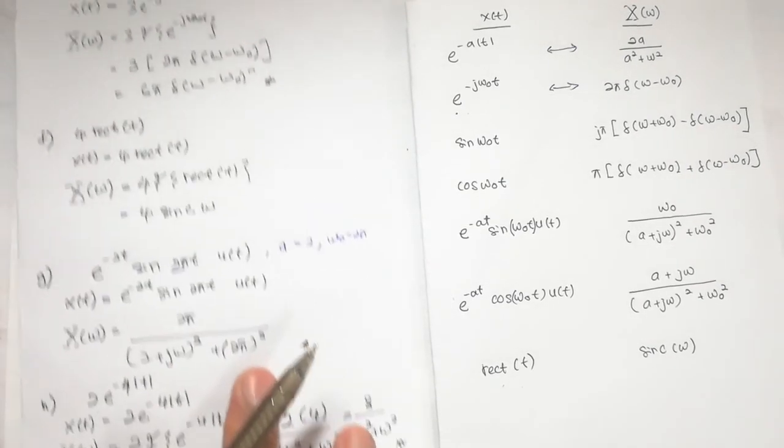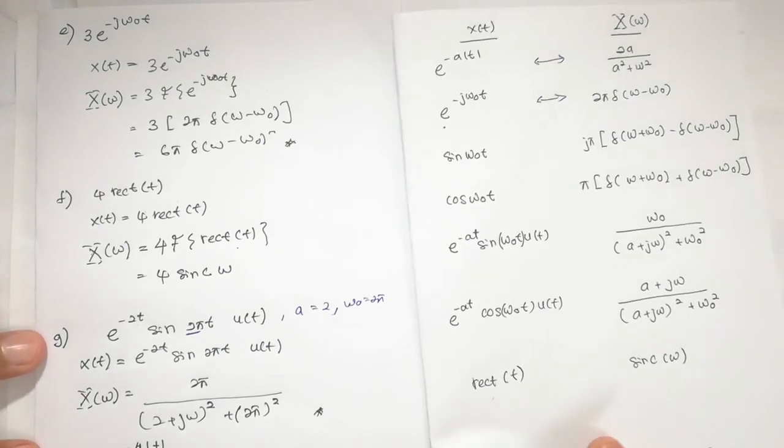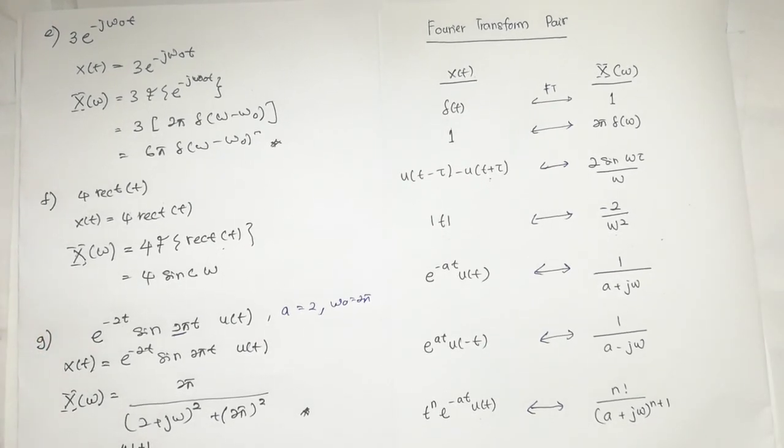It is much easier to transform any signal in the time domain into the frequency domain using the Fourier transform pair compared to using the definition of the Fourier transform. This means you have two methods to transform any signal from the time domain into the frequency domain. The first one is using the definition of the Fourier transform. The second method, in this video, uses the Fourier transform pair, which is much easier compared to the first method.